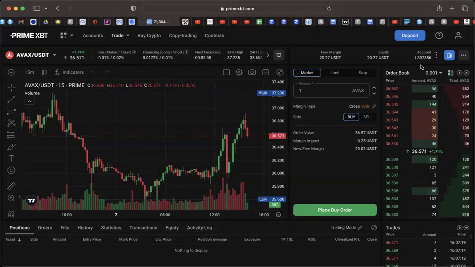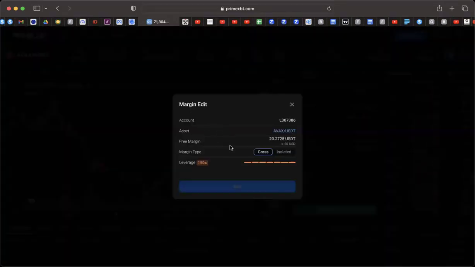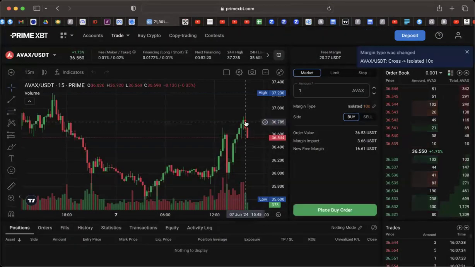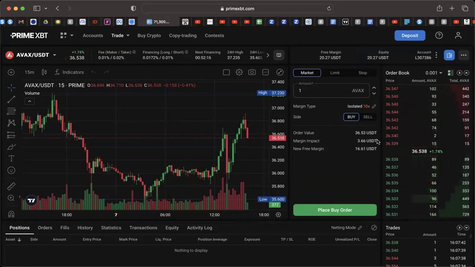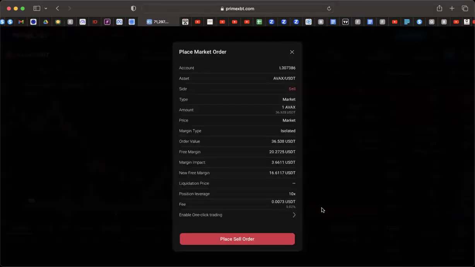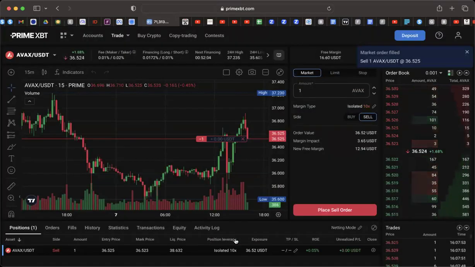So market, so let me go to my lot size. Sorry, so changing my, I'm not using cross, but isolated. And then let me just use like 5x or 10x. So 10x. Okay, use 10x. Selling. So sell Avas. You see now? So I've sold Avas.